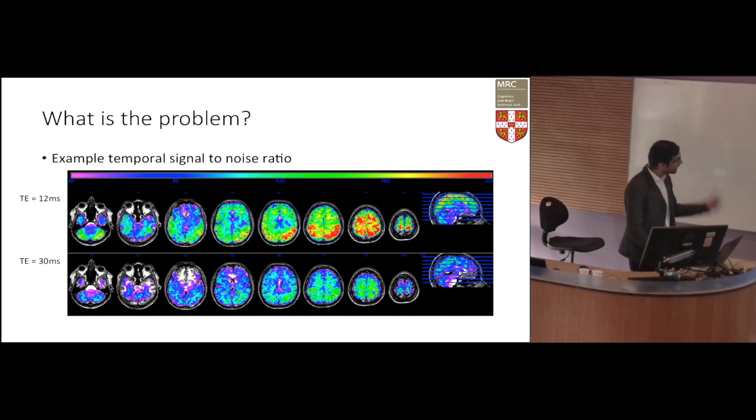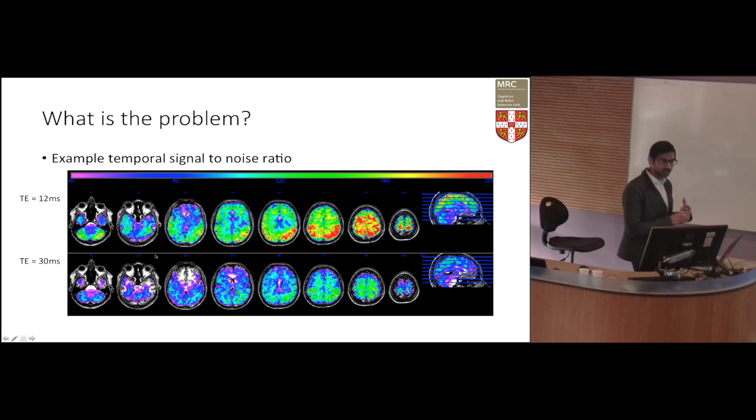And just to amplify this point, if you look at signal to noise, something that other speakers have talked about earlier today, you can see here this issue is much more dramatic. Here in the longer echo, you can see there are very large amounts of the orbitofrontal cortex and of the temporal lobes that essentially have very poor signal to noise compared to a low echo.